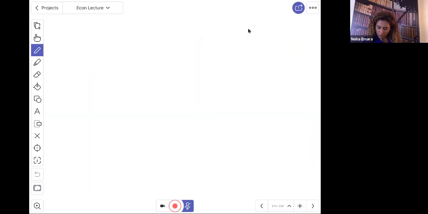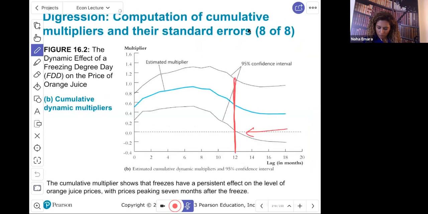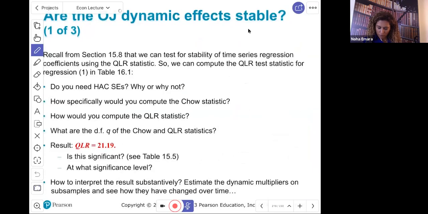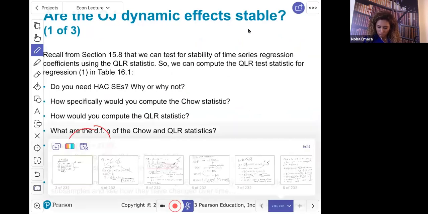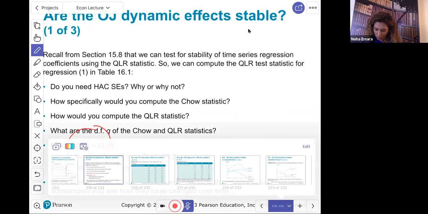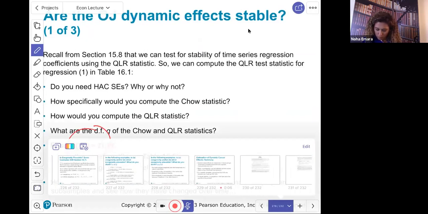Okay, so I'm going to stop here for the slides. Whatever you see next, which is about the QLR, I prefer to talk about first in the time series topic before coming back here. So let me come back to this one after I talk about the time series analysis topic.